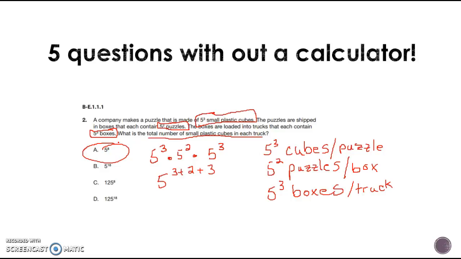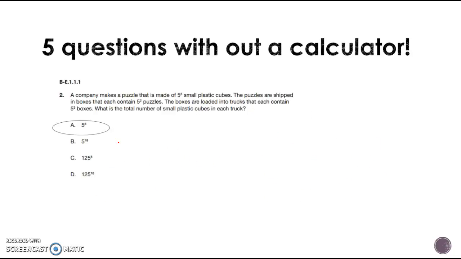So make sure you are up on the basic exponent rules too. And there's the answer.